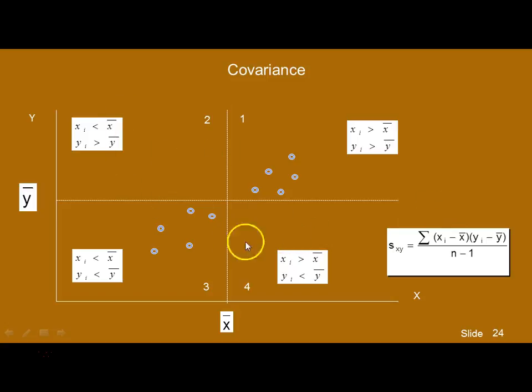Just the opposite for a downward sloping relationship. Then you would get a lot of data in quadrants 2 and 4, and you can show that the numerator in this case would be a negative number.